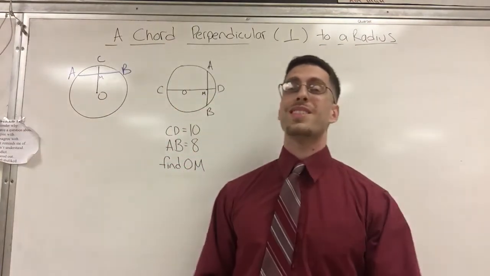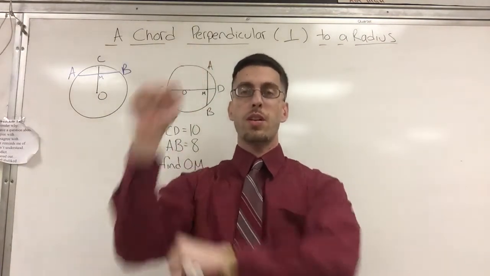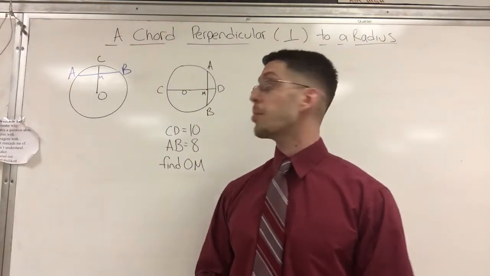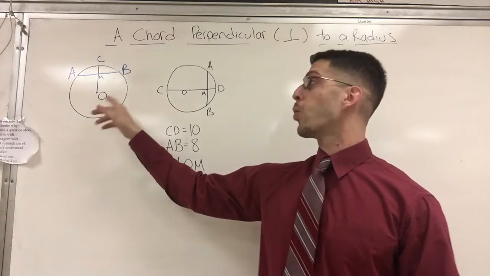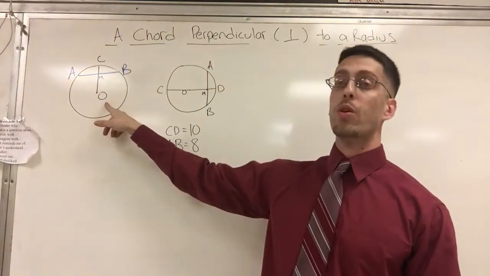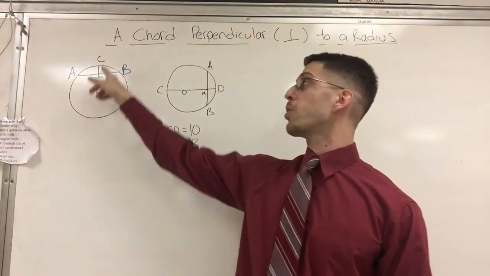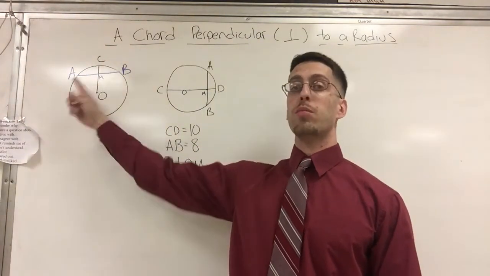The funny looking symbol is exactly what it is. It's perpendicular, meaning the chord is perpendicular to the radius. For example, here's my diagram where I have a circle. We call it circle O. You name it from the center. So circle O has a radius. A radius is from O to C. But look at that chord in blue, AB.